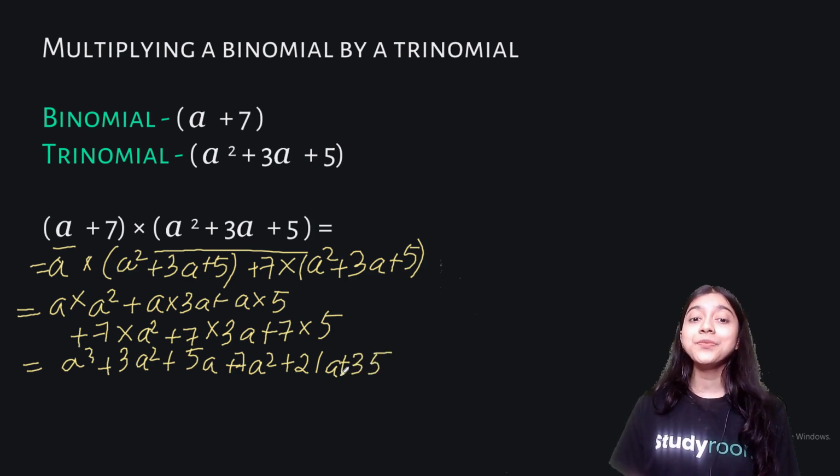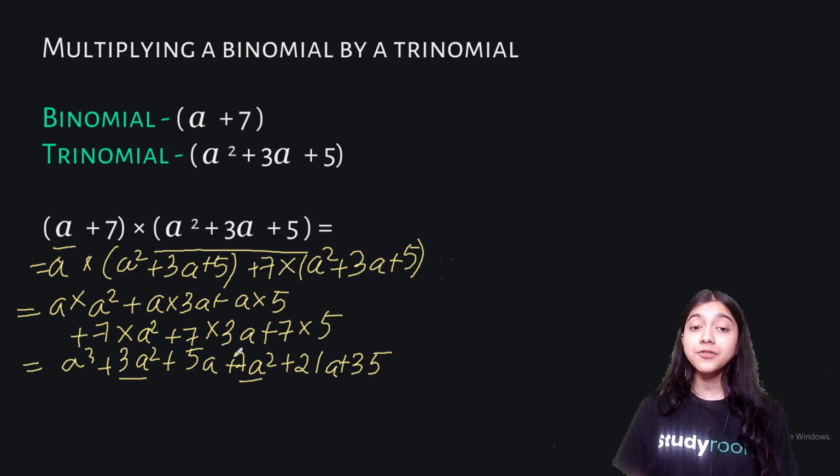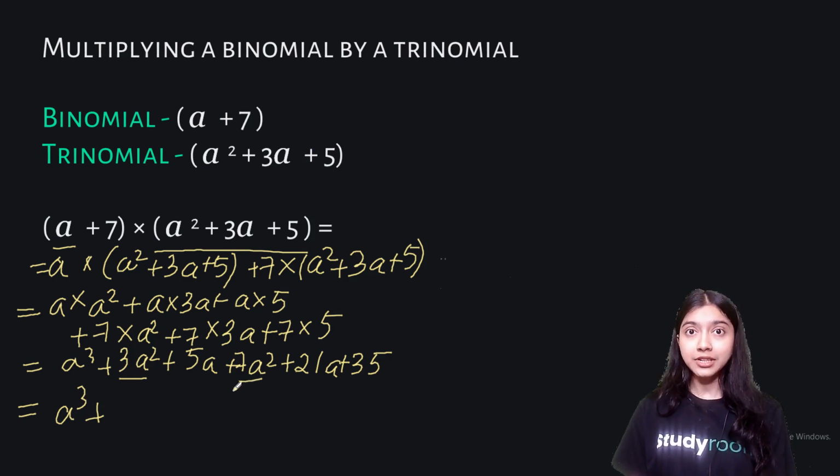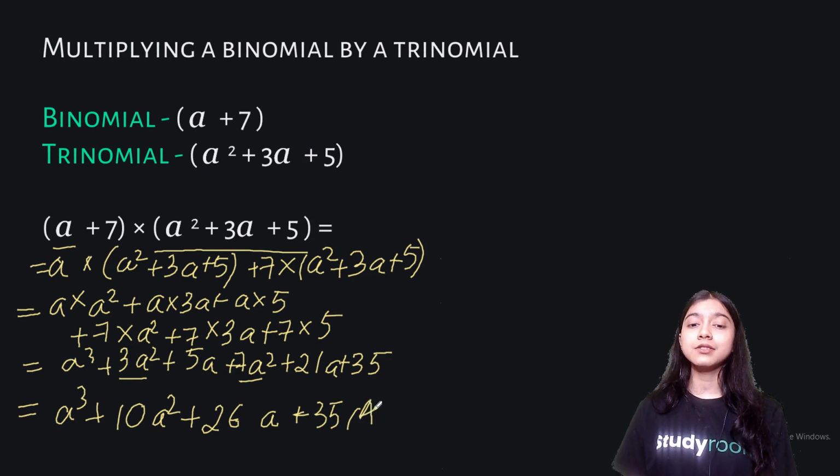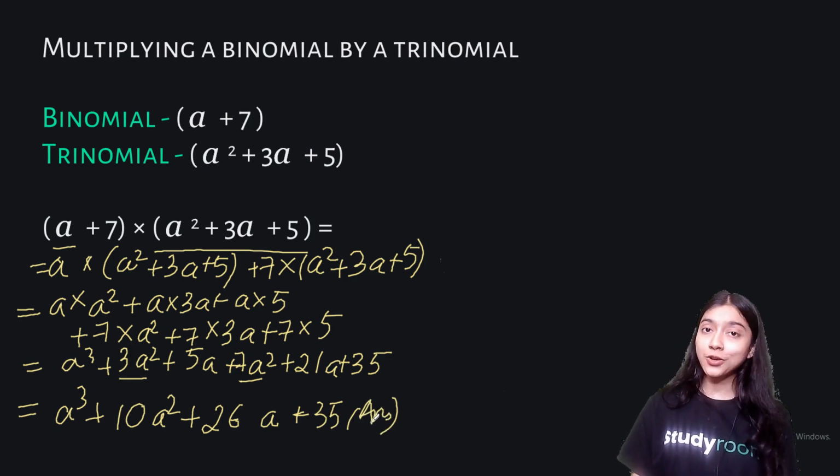Now, is there any like term? Yes, there is. We have 3a square and 7a square as like terms. And again, we have 5a and 21a as like terms. So we will add them up. So the first thing we'll write is a cube as it is, because we have no other like terms for a cube. But over here for 3a square and 7a square, we have a like term, that is 10a square. So I'll be writing 10 times of a square. And then for 5a and 21a, again these two are like terms, so I'll add them up. 21 plus 5 gives us 26 times of a. And lastly, I'll be writing 35 as it is, because there is no other like term to it. So this is the final answer of the given multiplication of a binomial along with a trinomial.